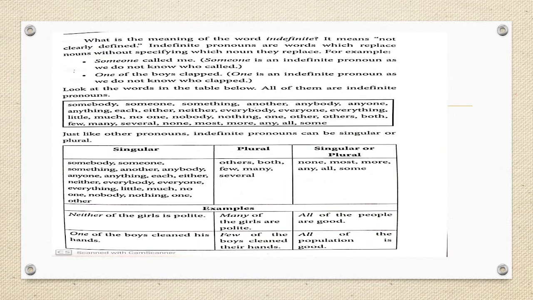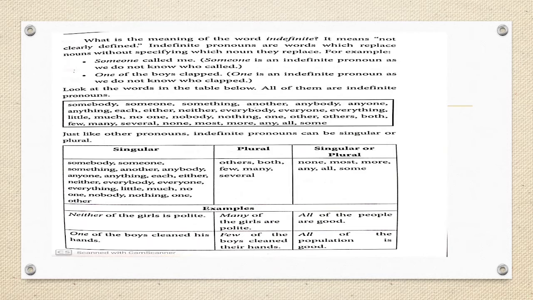Look at the words in the table below. All of them are indefinite pronouns. Which are they? Somebody, someone, something, another, anybody, anyone, anything, each, either, neither, everybody, everyone, everything, little, much, no one, nobody, nothing, one, other, others, both, few, many, several, none, most, more, any, all, some.